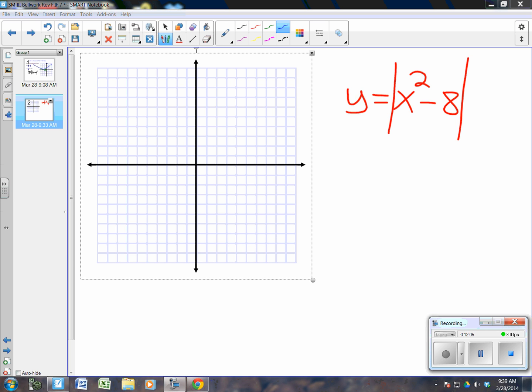Listen, some of you are missing the x squared. If I graph y equals x squared, it looks like this. You have 0, 0. If you made a table of values, you put 0 in, you get 0. You put 1 in, 1 squared is 1. You put 2 in, 2 squared is 4. 3 in, 3 squared is 9.